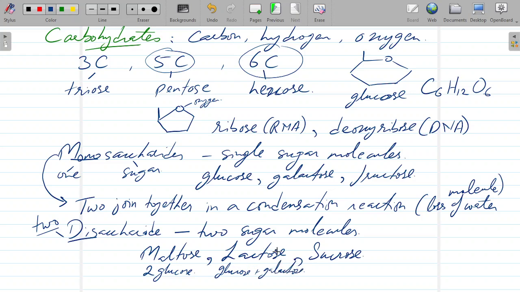And this is found in milk. And sucrose is made up of glucose and fructose. And this is the sugar that's found in plants, and also the white or processed sugar that we consume, that is sucrose. Any questions? Okay.